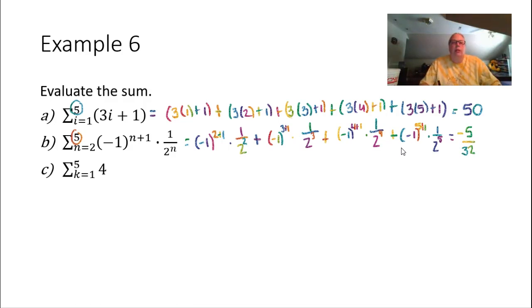All right, part C, evaluate the sum from 1 to 4 of 4, right? My first term, when k is equal to 1, is 4. There's nowhere to plug it into, so it's just a plain old 4. My second term is 4 again. Again, there's nowhere to plug it into. My third term is 4 again. My fourth term is 4, and my fifth term is also 4. And so 4 plus 4 plus 4 plus 4 plus 4 is going to give me 20, and that's my sum.